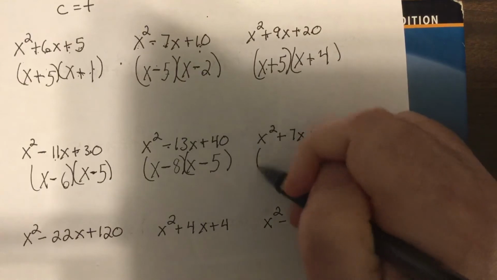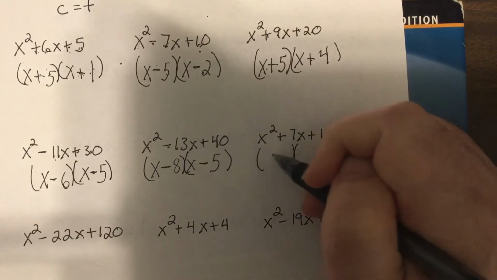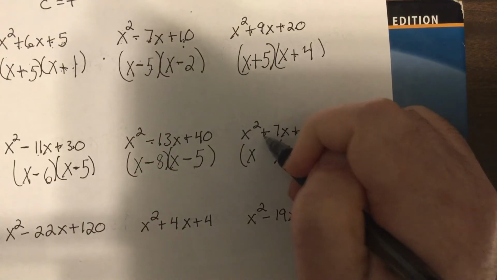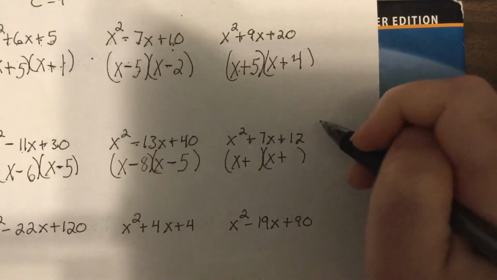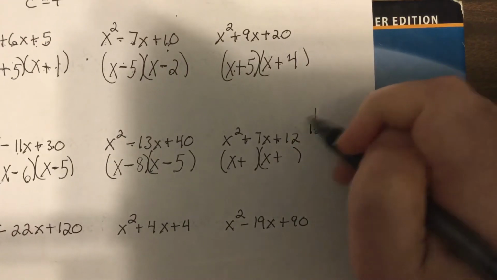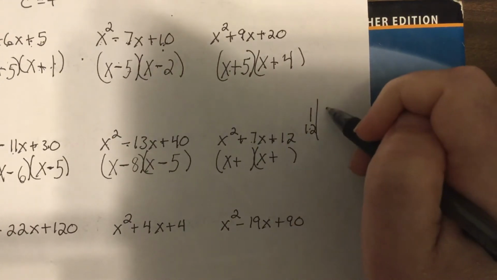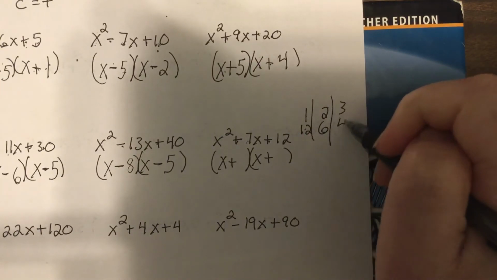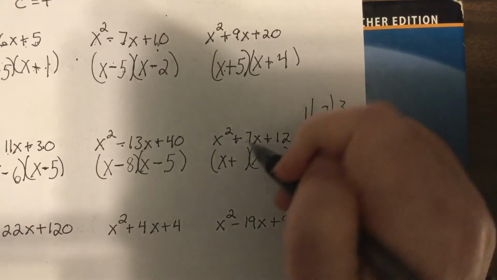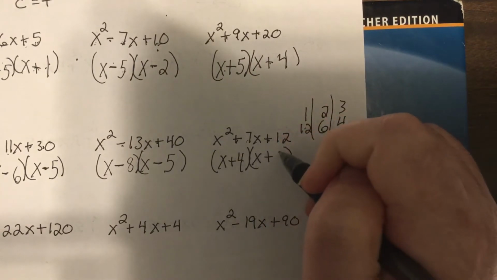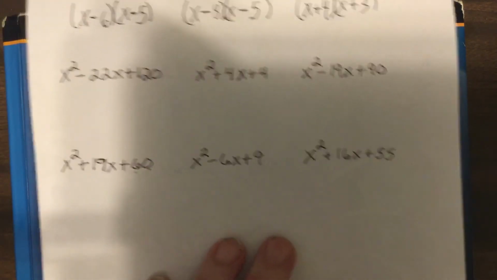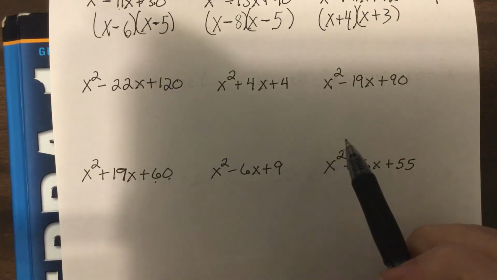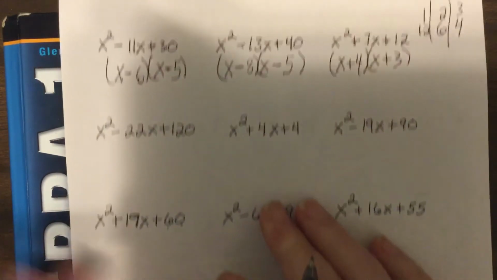Now, I'm pretty good with numbers, so it comes easier to me. If you have trouble, say last term's plus, so both the same as the middle, so plus and plus. 12 is 1 and 12. Add to get 13. Nope. Let's do 2 and 6. 2 plus 6 is 8. Nope. 3 and 4. Just break it down. So 3 and 4 is 7. So right now, see if you can figure out these 6. Freeze the video, try these 6, and then turn me back on.